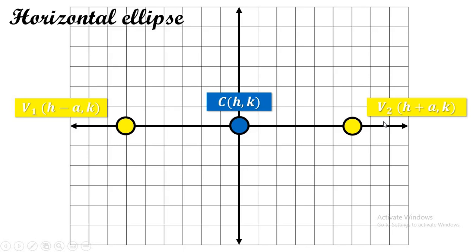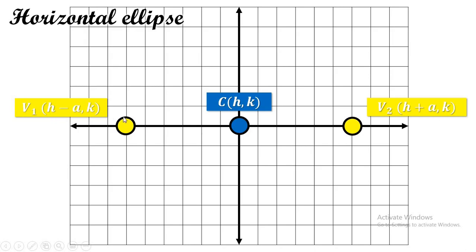Now, if you do not want to graph and you want to identify the coordinates of the vertices, then you can use this formula. Take note that the movement is horizontally. That's why we are adding and subtracting A units to H. And then we simply copy K because there's no movement vertically, just horizontally. That's why we manipulated the x-coordinate, in this case, H.